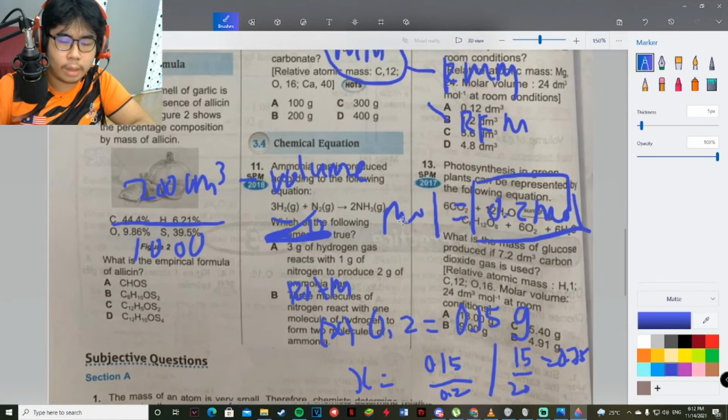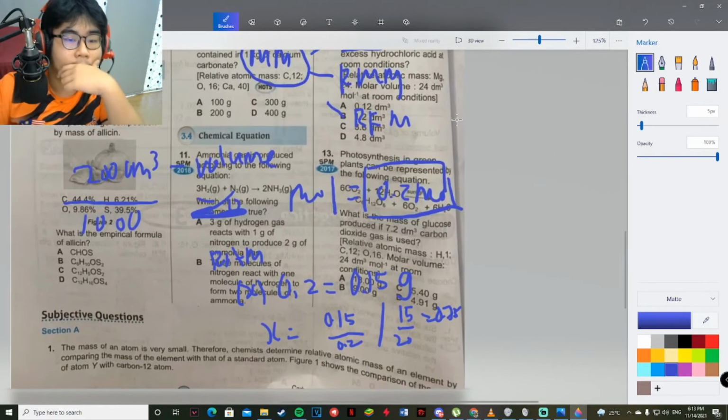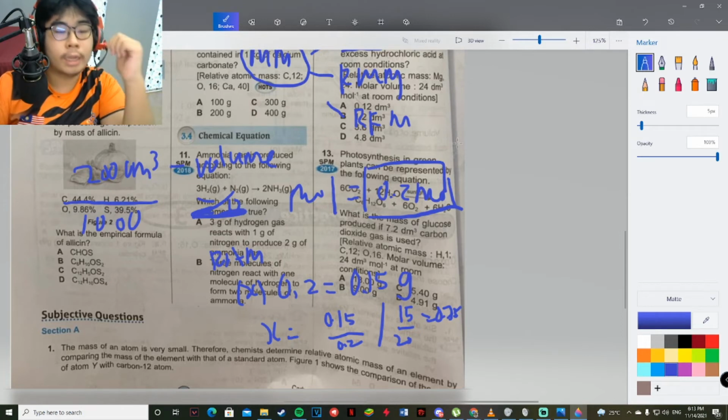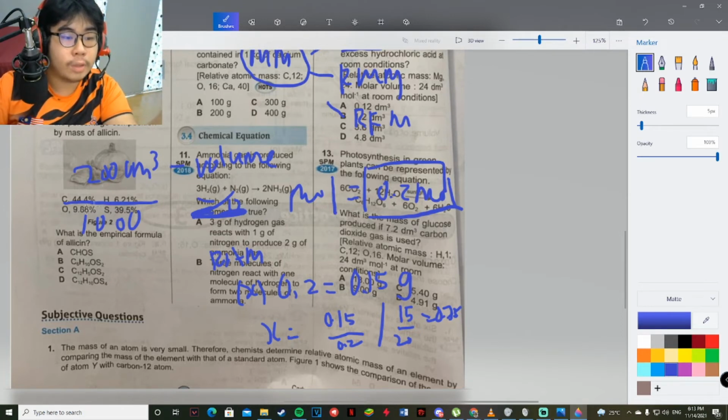Let's see if there's 0.75 RAM or not. Wait a minute, something's wrong. Oh wait, 0.15 divided by 0.2. Wait, 0.75. Wait, let me see. Oh yeah, I forgot to... Okay, there's something wrong here. So I forgot to divide. So the mole is 0.2? No. When you divide by 1,000 here, it's actually just equal.